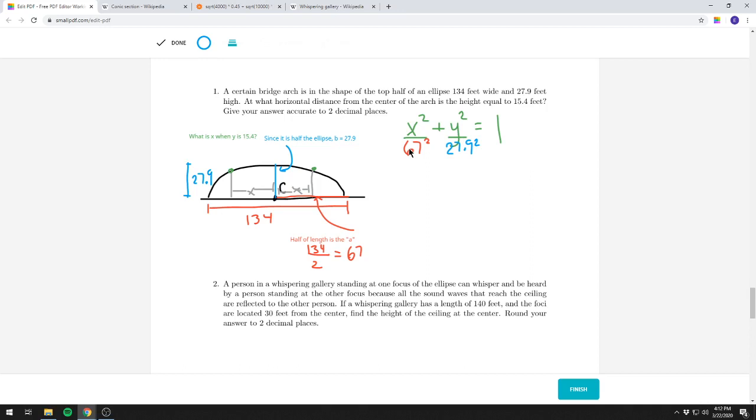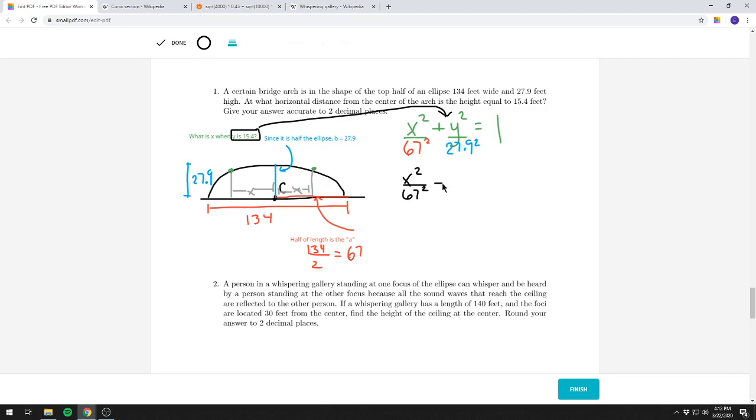Now that we have our equation, we can get back to what the question was asking. It's asking, what is x when y is 15.4? So what we want to do is exactly that. We want to plug in y equals 15.4 and solve for x. And once again, you're dealing with numbers here, so simplify as much as you want to as you go. I plugged in everything first before I simplified.